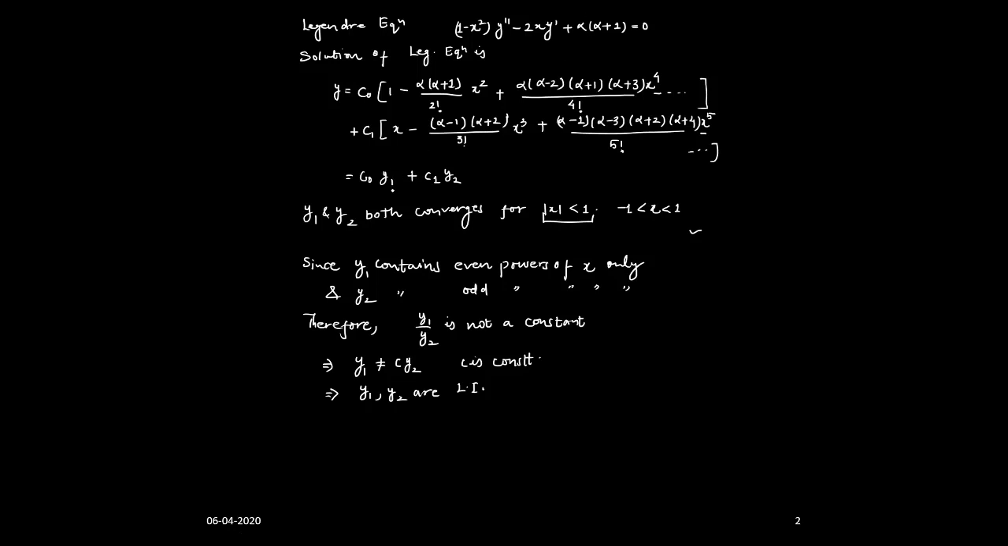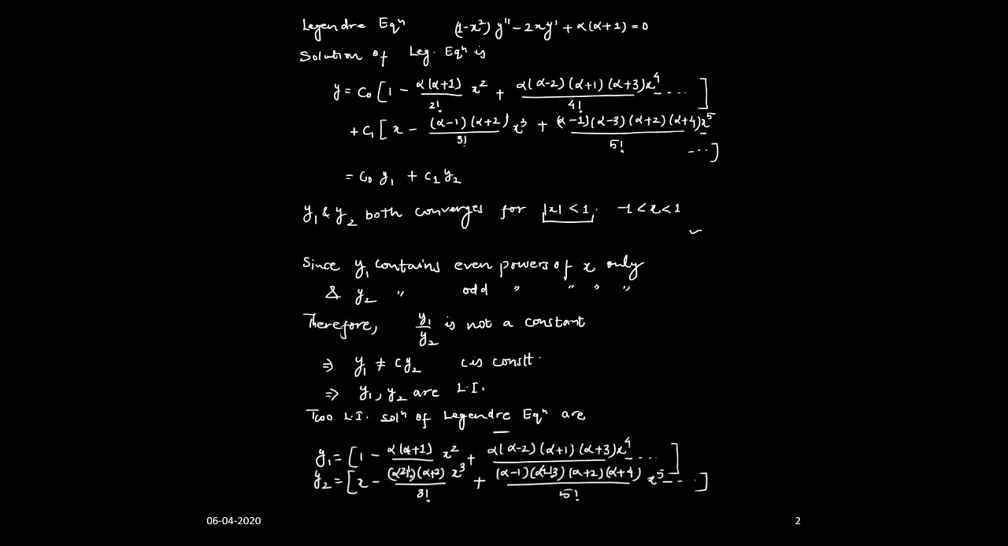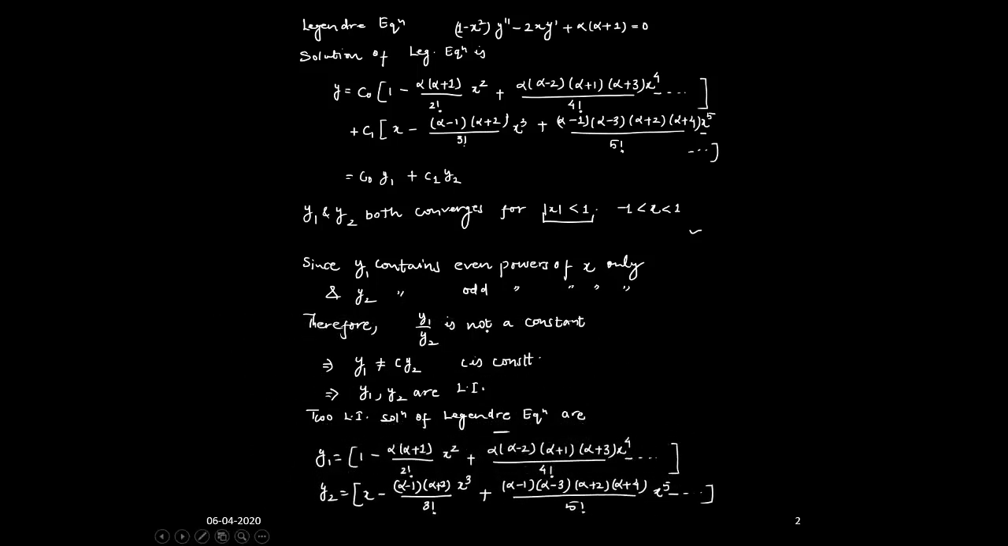So y1 and y2 are two linearly independent solutions of this Legendre equation. y1 is this and y2 is this, both series solutions. So we have two linearly independent series solutions, y1 and y2, of the Legendre equation. Now let's move to the next slide.